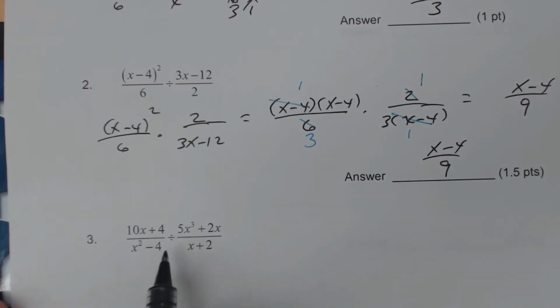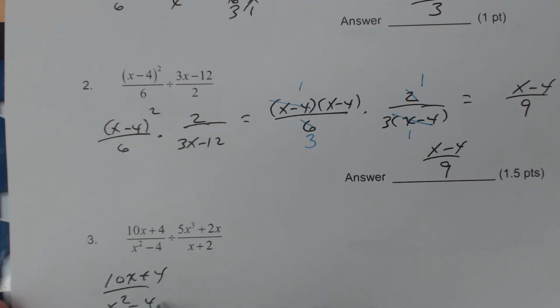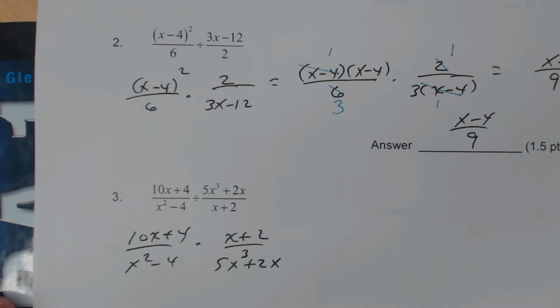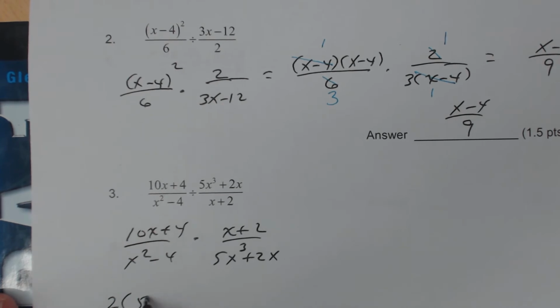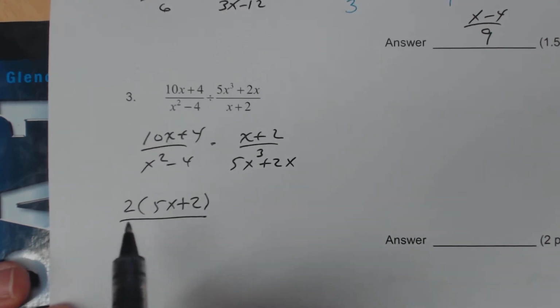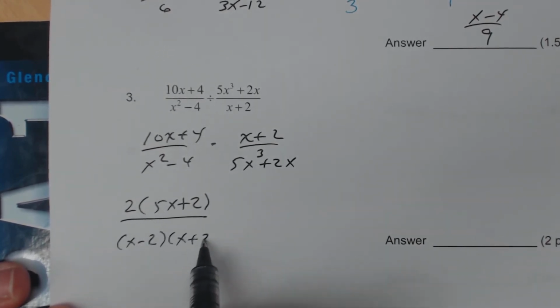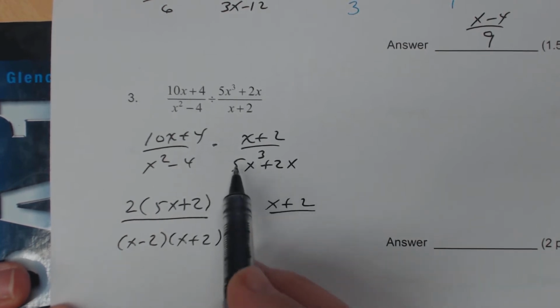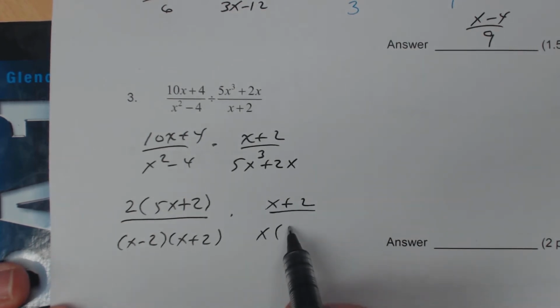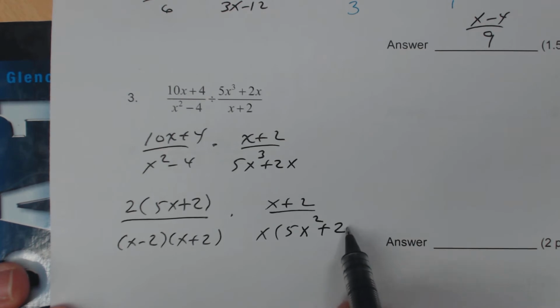Okay, the next one, again, change it to a multiplication problem. So we get 10x plus 4 divided by x squared minus 4 times the reciprocal, so x plus 2 divided by 5x cubed plus 2x. Okay, now let's factor. I can factor out a 2 in this numerator, so I get 2 times 5x plus 2 divided by, now this is the difference of 2 squares, so I get x minus 2 times x plus 2, times x plus 2. Over here, the other thing I can factor out is an x. So I get x times 5x squared plus 2.